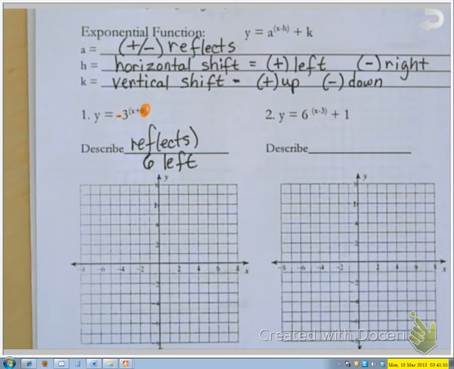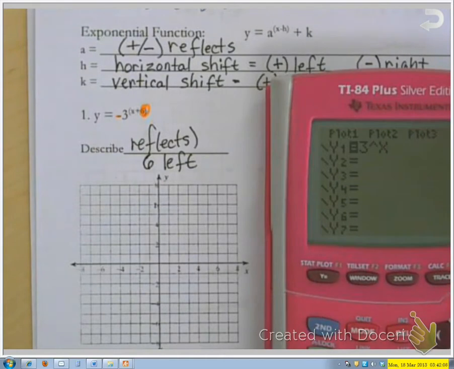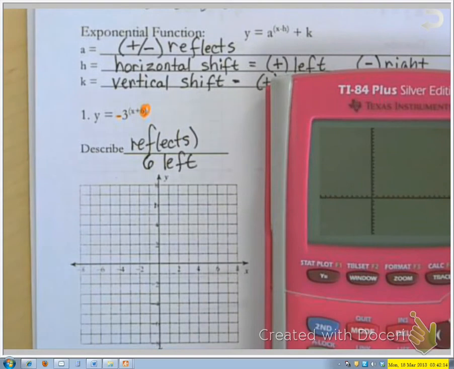Okay, so now I have to go back and remember, what in the world does an exponential function look like? So I'm going to do 3 to the x power, because I have a 3 here, so 3 to the x. And I'm going to look at my graph.